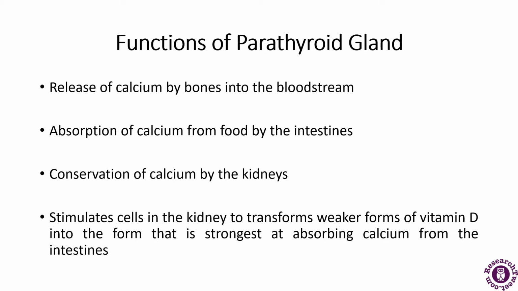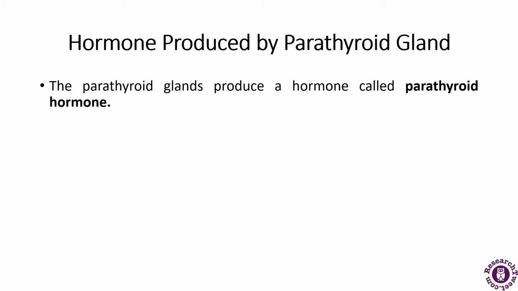Another method that parathyroid hormone uses to increase the calcium levels in the bloodstream is the activation of vitamin D. This occurs in the kidney too, and the activated vitamin D then increases calcium absorption from the gut. So these were some of the main important functions of the parathyroid gland. Next, which hormone is produced by the parathyroid gland? It is the parathyroid hormone only that is being produced by the parathyroid gland.